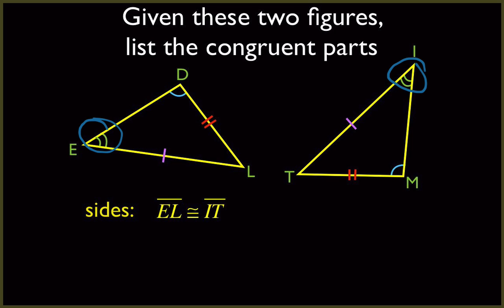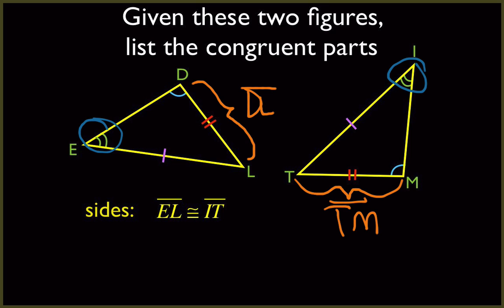Okay, the second side that I want to note here, I'm going to use a different color to make it easy to see, is this side right here. D and L is the same as this side right here, T and M, and then we use that line over top.